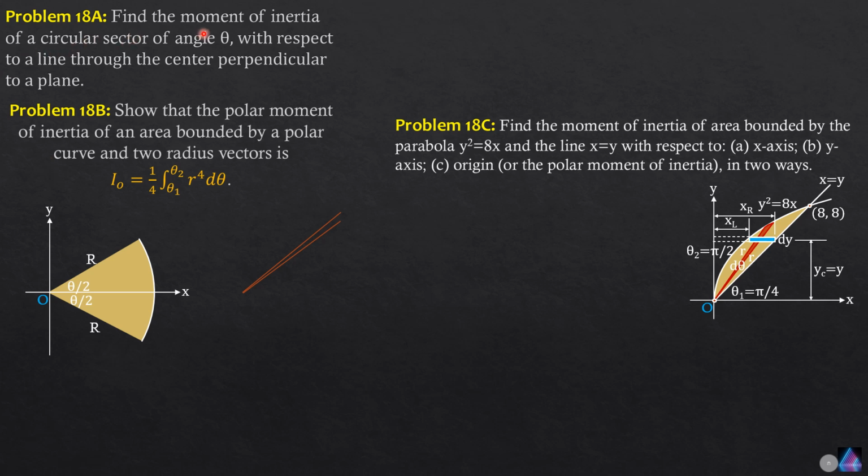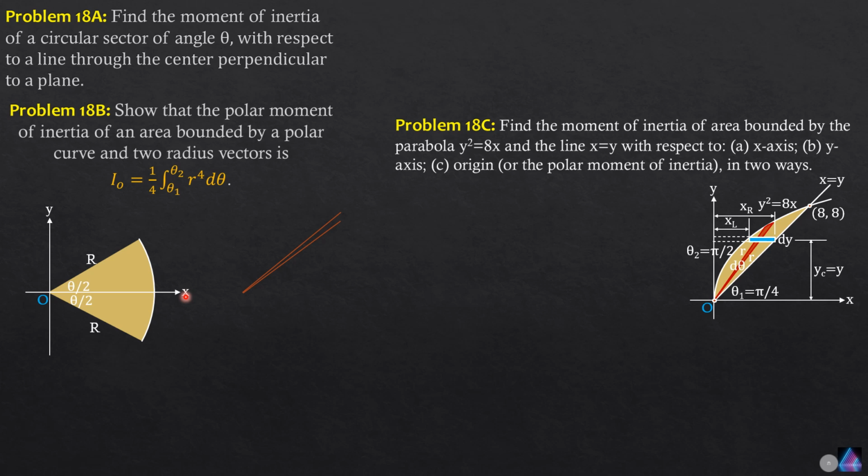So find the moment of inertia of a circular sector of angle theta. So that's why the axis of symmetry, I orient the sector to lie here, and half is in the first quadrant, the other half in the fourth quadrant. So the angle is bisected. The angle given is theta, so this would be theta over 2, theta over 2. The radius is denoted by big R.